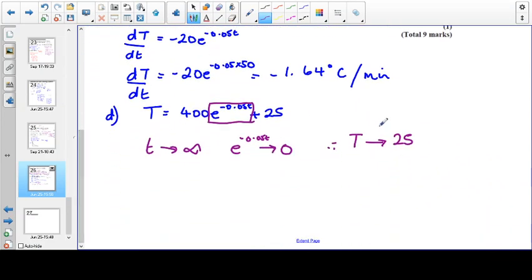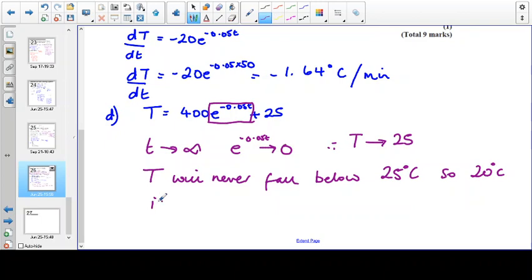So that can form part of the basis of the explanation. The temperature will never fall below 25 degrees C, so 20 degrees C is not possible. Okay, so use this as a basis to form a conclusion. Remember, anything to do with the long-term effect of the model has 3 parts: as t tends towards infinity, what's happening to the e, and then therefore what's happening to the overall thing.